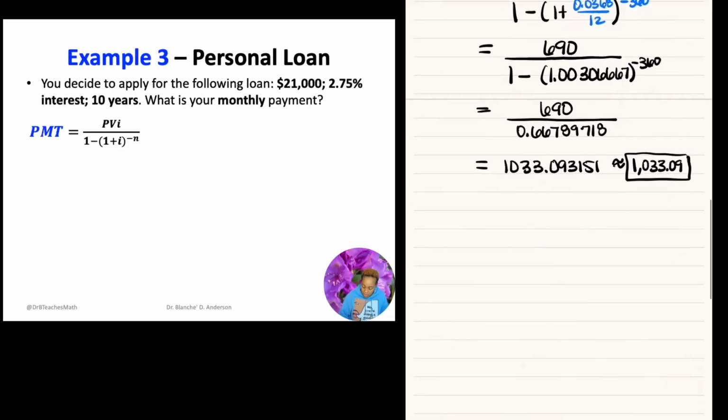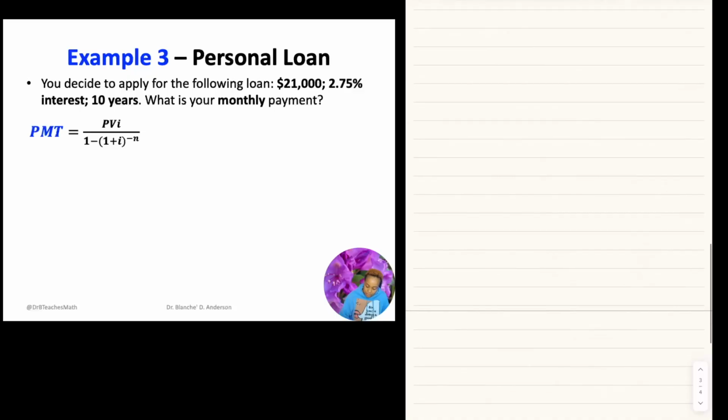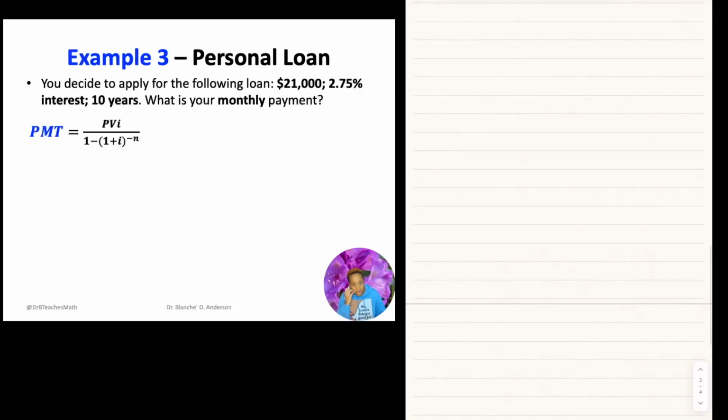Next example. All right, a personal loan, because we do take those. It says you decide to apply for the following loan: $21,000, 2.75% interest for 10 years. What is your monthly payment?